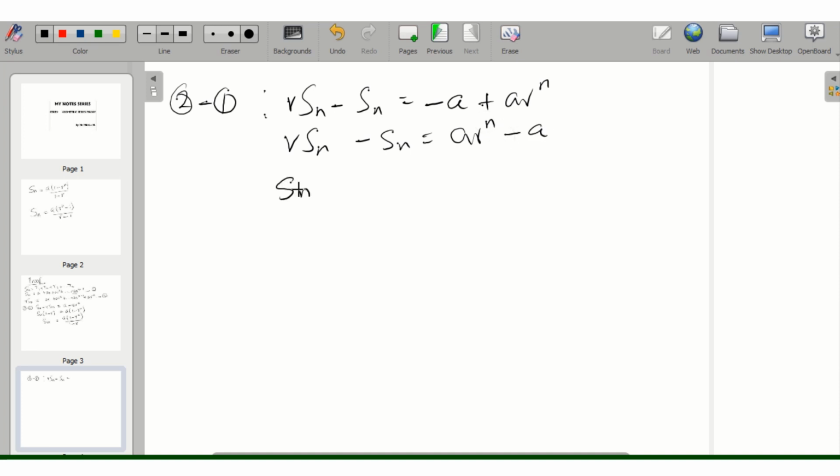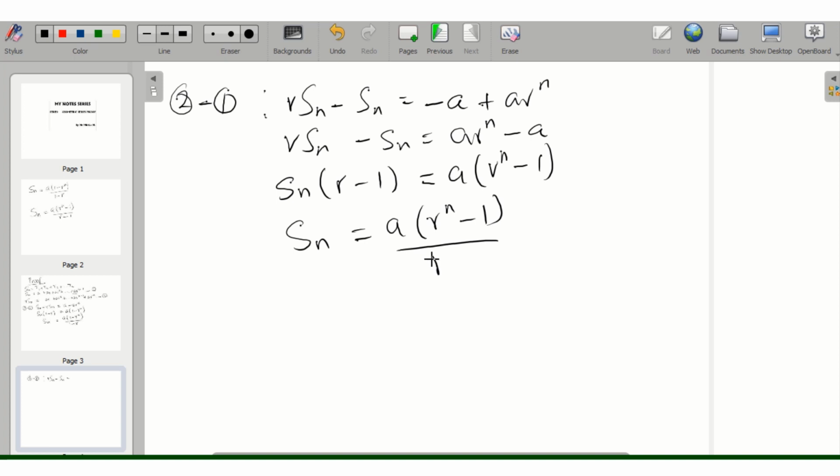Then you take out the common factor. You have Sn into r minus 1 equals a into r to the n minus 1. Divide by r minus 1 on both sides, and you have Sn equals a times r to the power n minus 1 all over r minus 1. So those are the two possibilities, and you need to be careful to choose the possibility that was asked in the question.